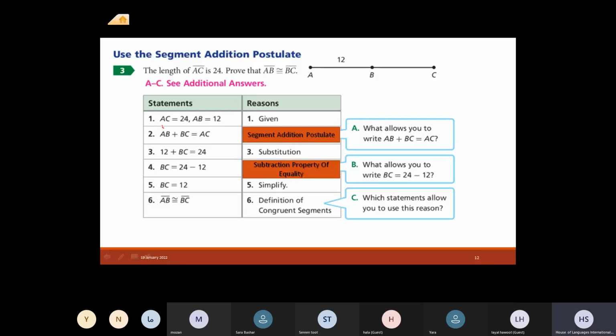Then after that, BC equals 24 minus 12 because we subtract 12 from both sides. You get BC equals 12. What did you do? You simplify. Then what do you find? BC is equal to 12. So if BC is 12 and AB is 12, when two segments have the same length, what can we conclude? They are congruent. So we can say that AB is congruent to BC, because of the congruent segments. If they have the same length, that means they are congruent.